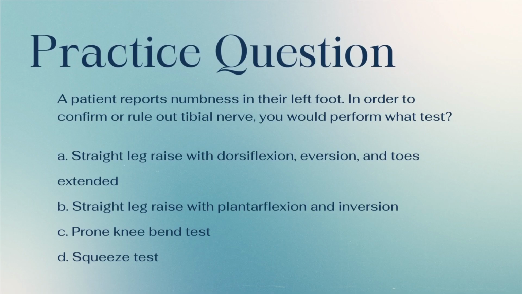Okay, practice question time. A patient reports numbness in their left foot. In order to confirm or rule out tibial nerve, you'll perform what test? A. Straight leg raise with dorsiflexion, eversion, and toes extended. B. Straight leg raise with plantar flexion and inversion. C. Prone knee bend test. D. Squeeze test. I'll give you a moment to look over this question.